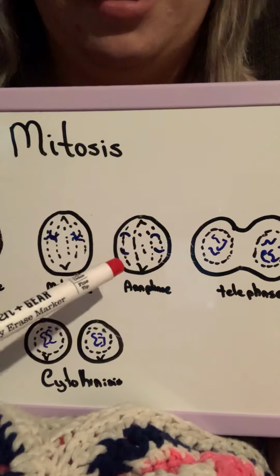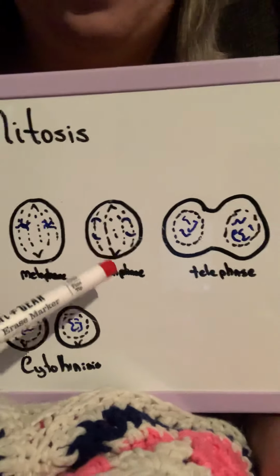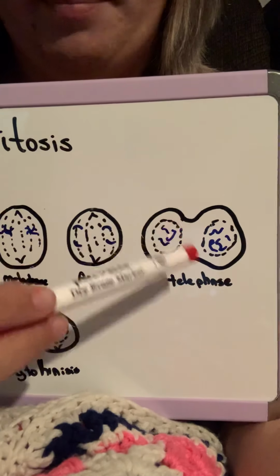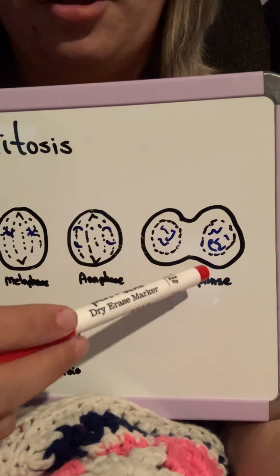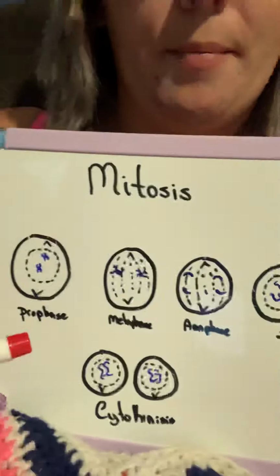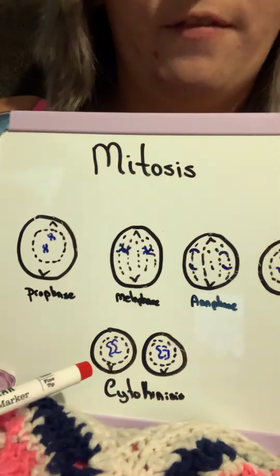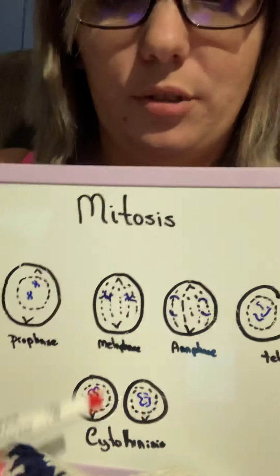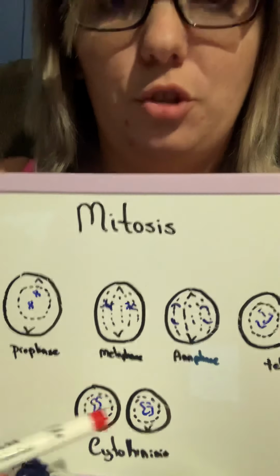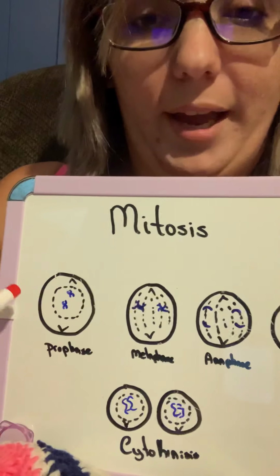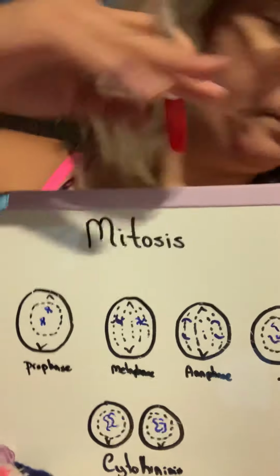We have anaphase, which is when the chromatids actually split. We then go to telophase, which is when you start to see that pinch off to make the two separate cells, but they don't actually split quite yet. And then finally, we have our cytokinesis, which is when the two cells actually split and you have two genetically identical cells that resemble what we had at the very beginning.